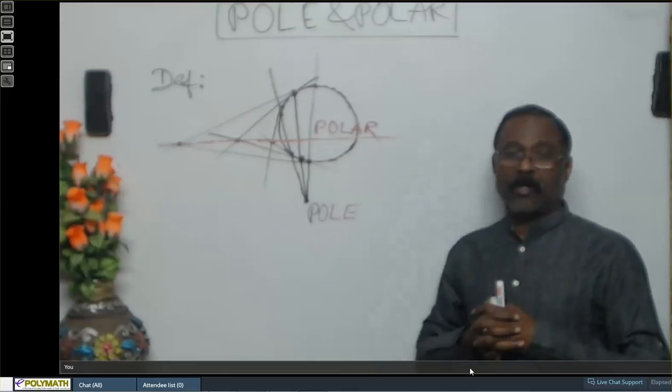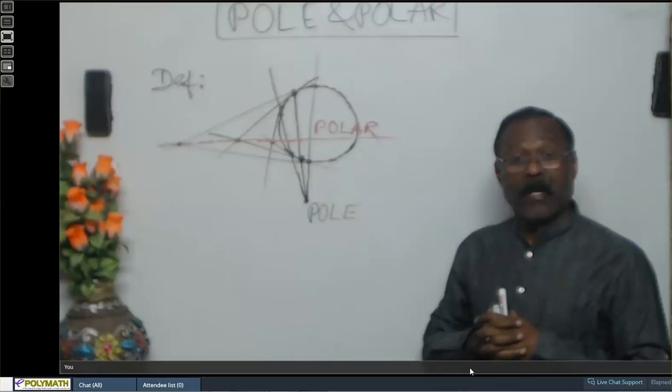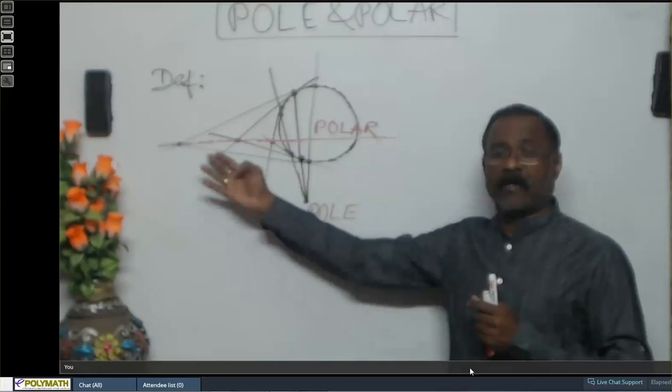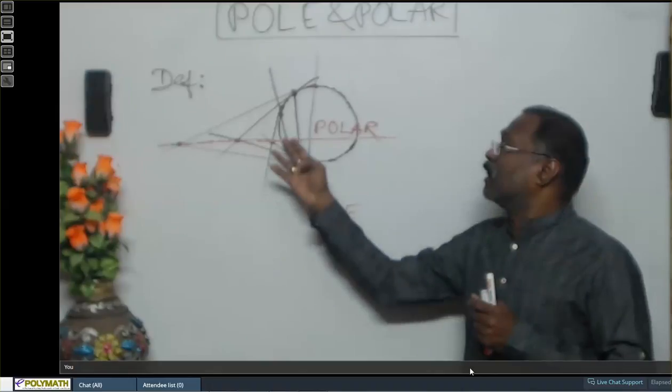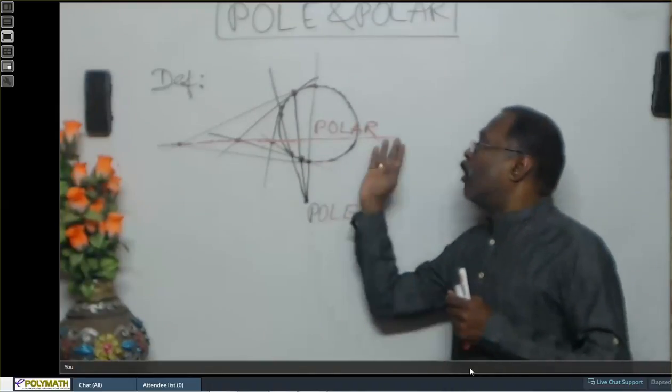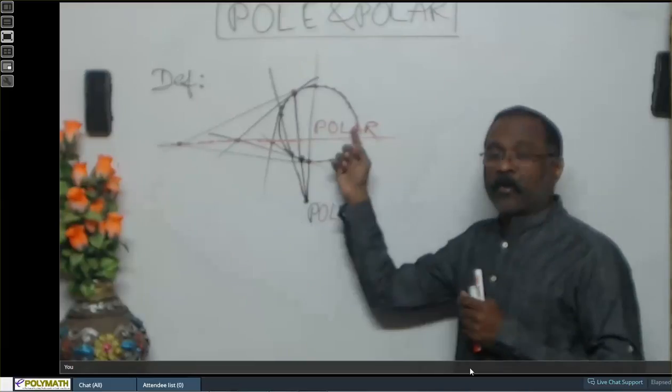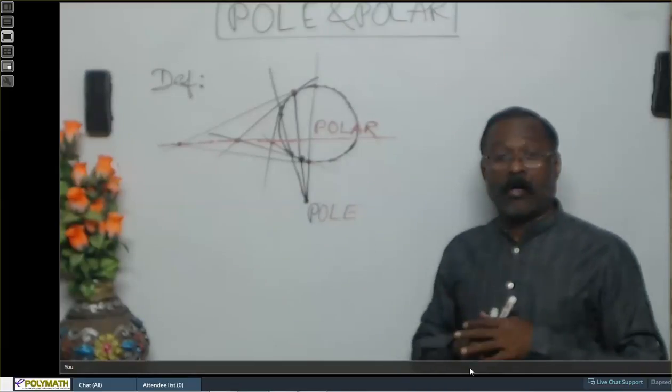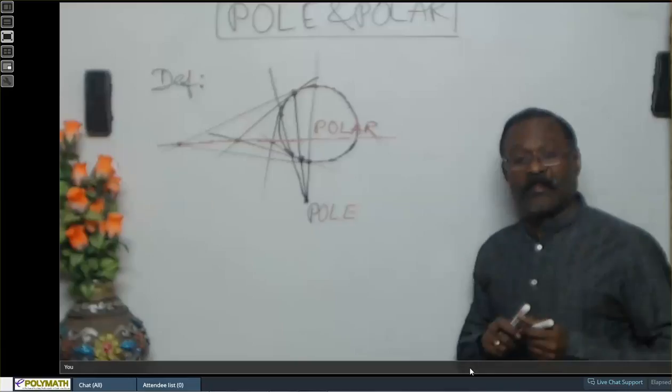This is the definition of pole and polar. So the locus of point of intersection of tangents drawn at the extremities of the chords, passing through a fixed point, always forms a straight line called polar, and the fixed point is called pole. This is the definition of pole and polar.